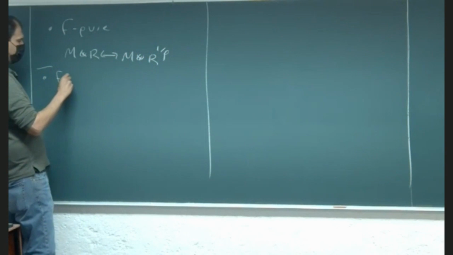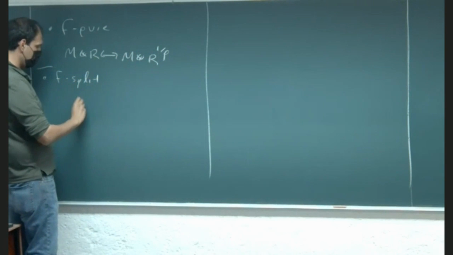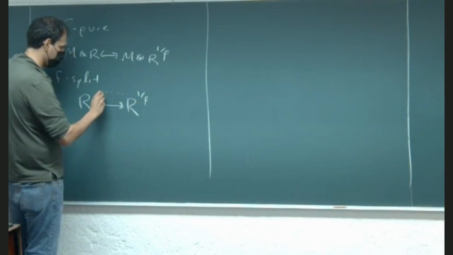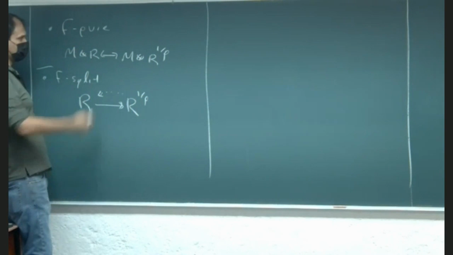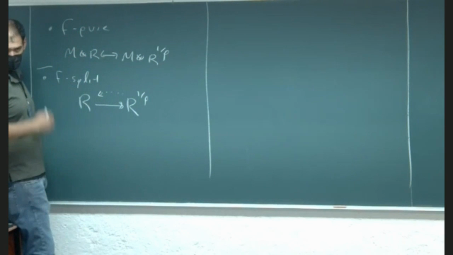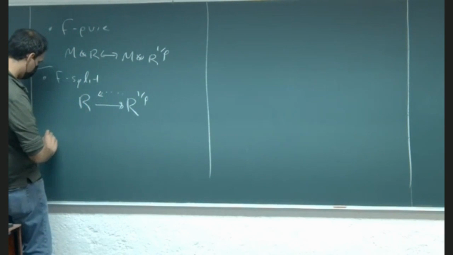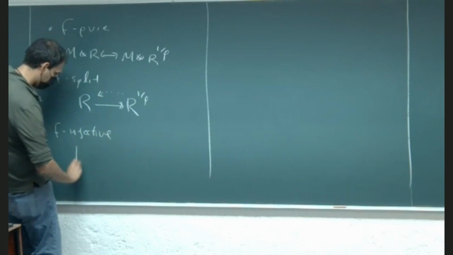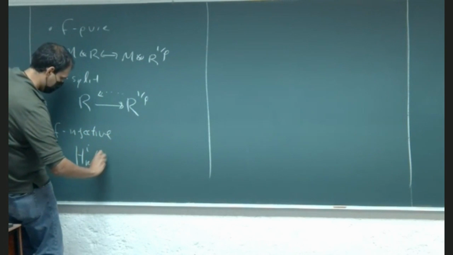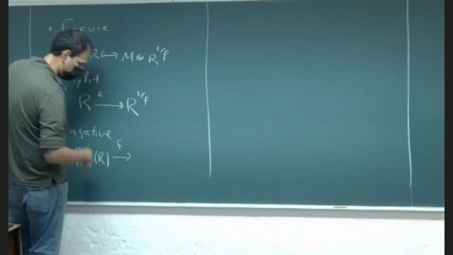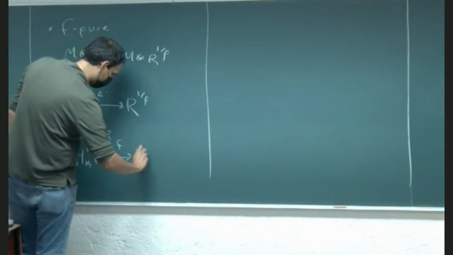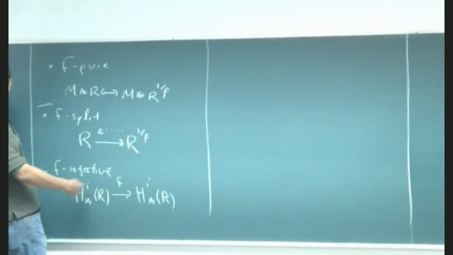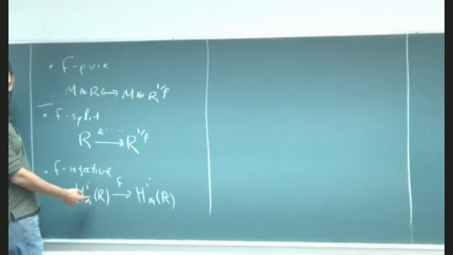Second, we defined split. Then we have a retraction for this inclusion. We discussed that these two are the same in the affine case, which is the case that we're focusing on. And we discussed F-injective. This means that the action induced by the Frobenius map on the local cohomology is injective, and here we're assuming that the ring is local.